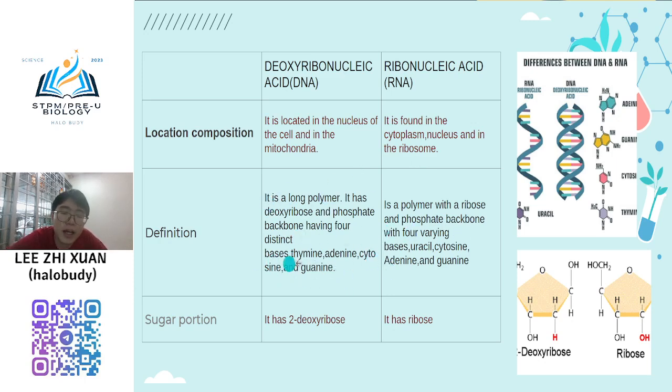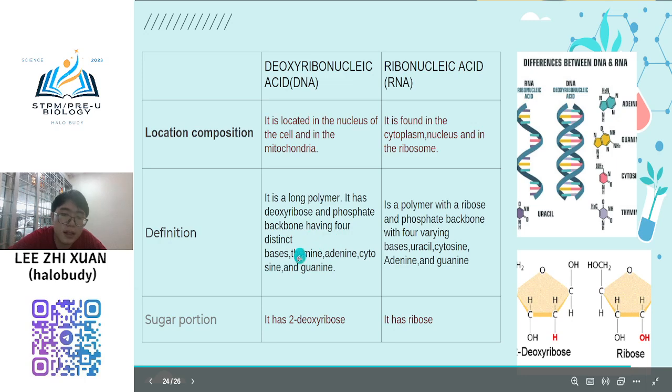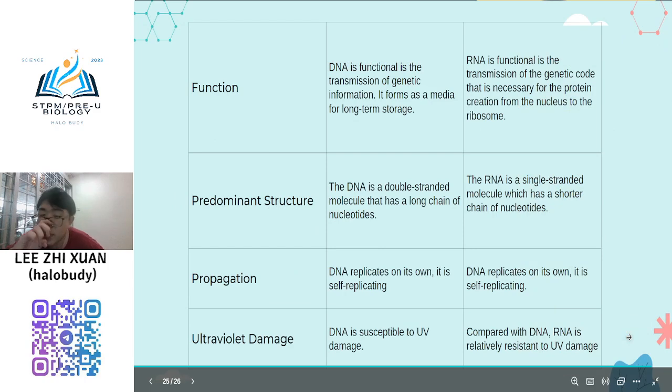The most important thing I want to tell you is the nitrogenous base. RNA has U, A, C, and DNA has thymine. For sugar, DNA has deoxyribose, meaning carbon number 2 does not have oxygen, so that is why we call it deoxyribose, as in DNA. And RNA has ribose, which is the normal one, where carbon number 2 has a hydroxyl group, containing oxygen.